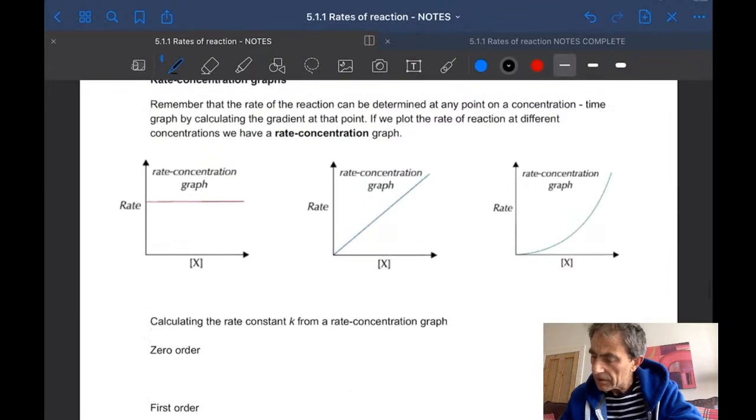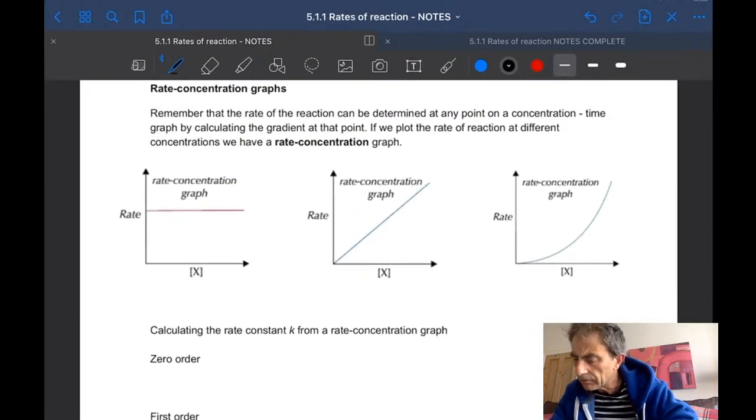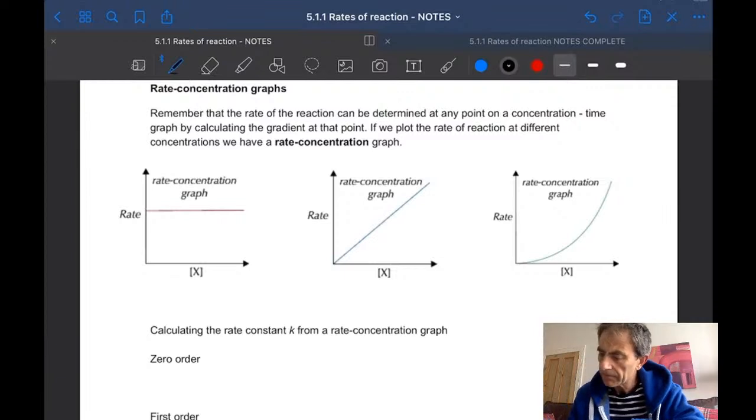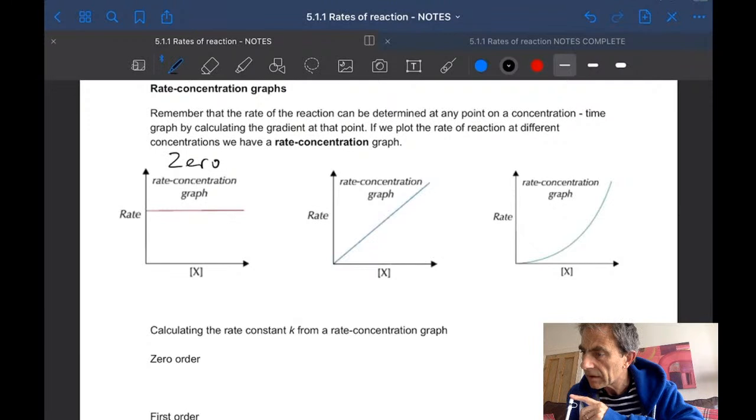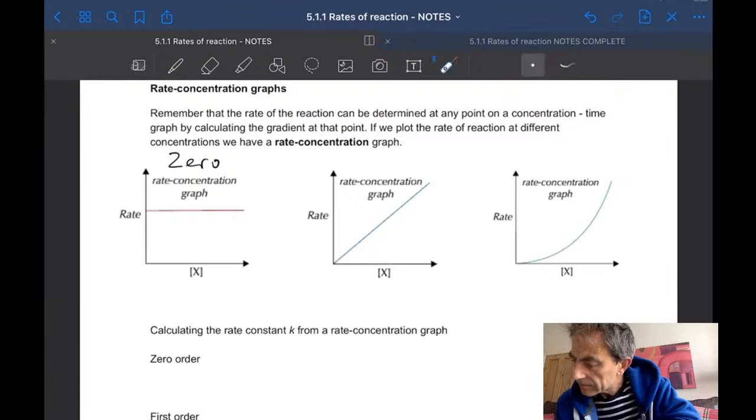Okay. So what we've got here are the 3 rate concentration graphs. So the first one, again, I've not been very original at all with how I've set them out. This is your zero order rate concentration graph. So basically what can we say? The rate is staying the same. It's got this constant value. Concentration's changing, but the rate's just stuck at that value there. So that's how we can say from the graph that it's zero order.